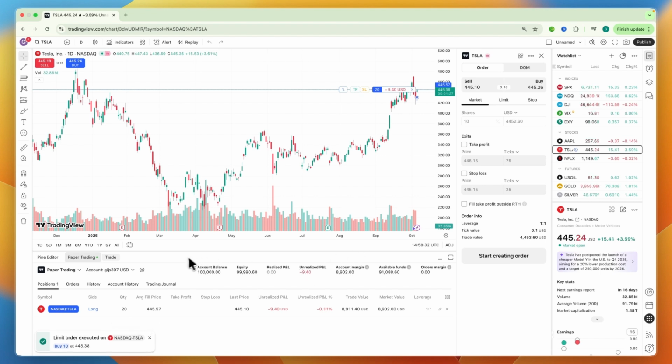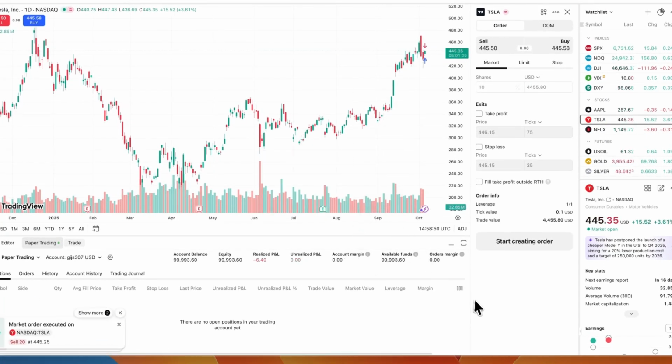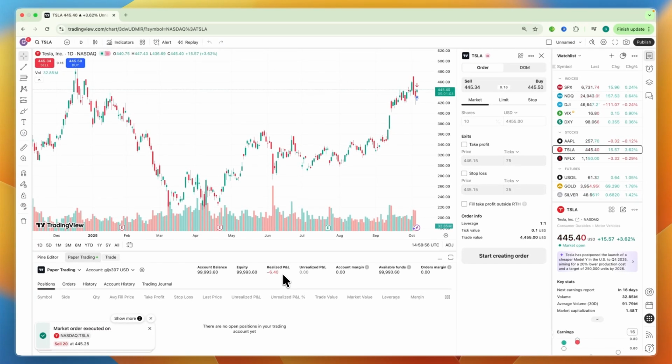Now you can also sell it. So under paper trading here, you can see your positions. Right here, I have the position that is Tesla, and then I can just sell it if I would like to. So they make that super easy. You just have to click on the cross right there and then click close position, and then it will be closed. Now I closed in a loss, so therefore my realized profit and loss is minus $6.4. Now you know how to paper trade on TradingView.